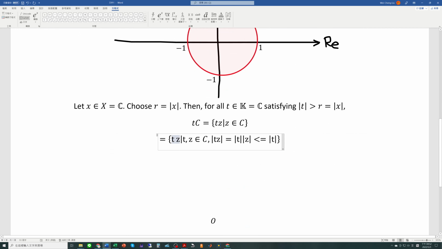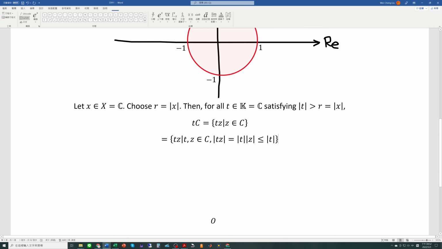So it should be italic. TZ, and T should also be italic, and this Z should be italic. And TZ should be italic, and T should be italic, this Z should be italic. And this is smaller than or equal to, this operator, and it is smaller than T.